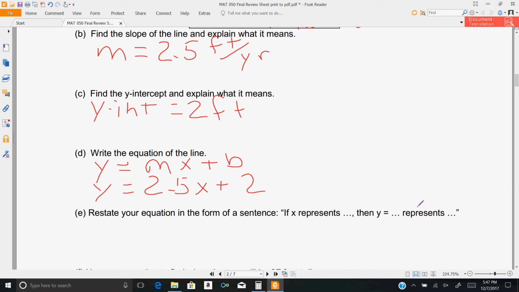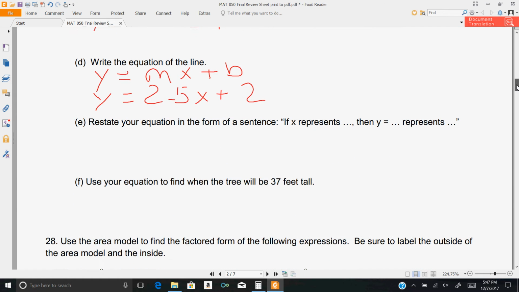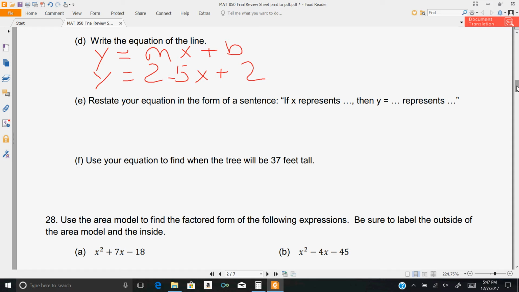Restate your equation in the form of a sentence. I don't want you to sit there and watch me write that. I'll just read it to you. If x represents the number of years after the maple tree is planted, then y equals 2.5x plus 2 represents the height of the maple tree after x years. Okay. So if you want to pause and try to write that down, that's fine. The important thing is you understand what I said.